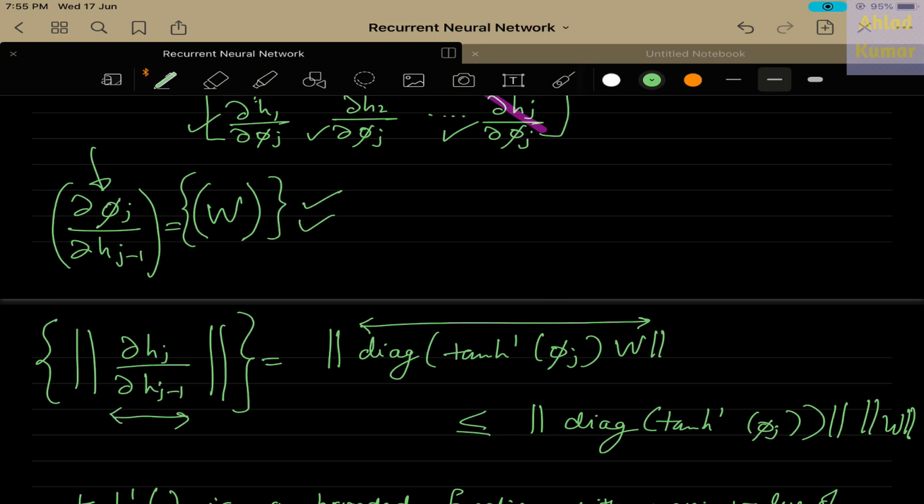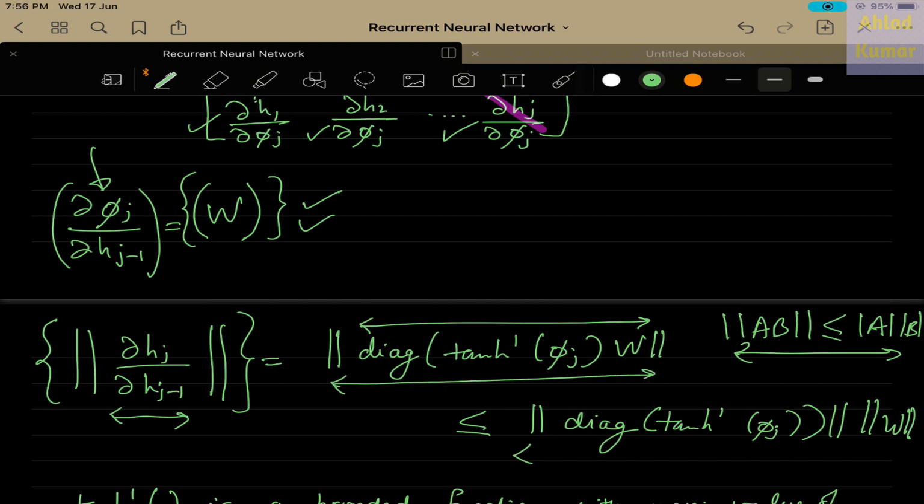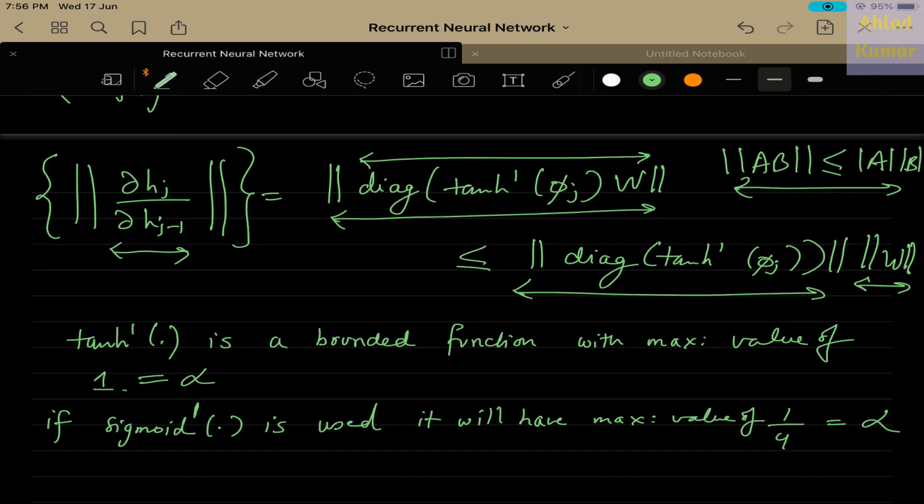Through the inequality, as you know, the magnitude of AB is always less than or equal to the product of the individual magnitudes. So we are using this identity, and you can write this as this times this. Now we want to see the maximum value that this function will take and the maximum value that this function will take. As you can see, it's a diagonal of the derivative of tanh. So we have to see what is the maximum derivative that tanh has.